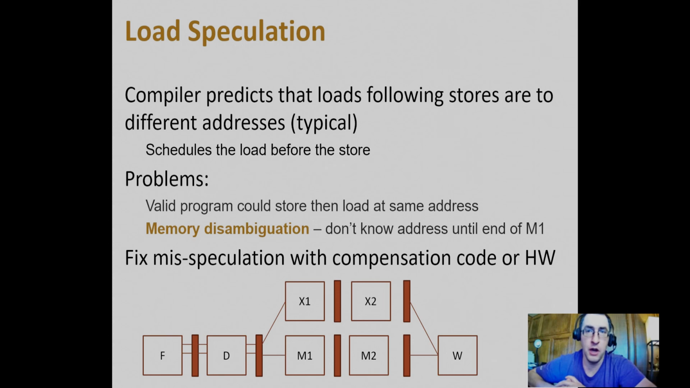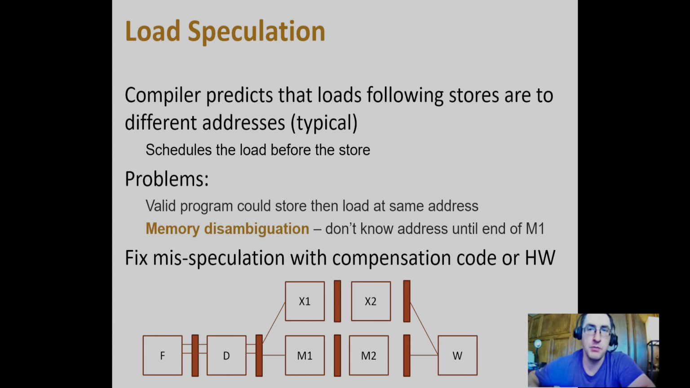Or we can add some hardware support in the M1 stage to detect that two instructions had the same effective address. The hardware approach only works if the load and store are close enough in time that the hardware can actually detect it. The compiler compensation code approach can work in general because the compiler can arbitrarily go back in time to remember what it did.